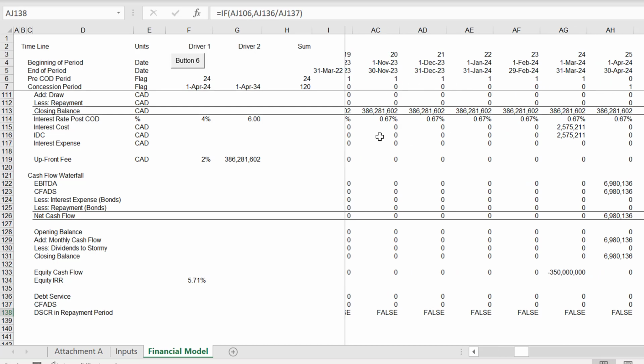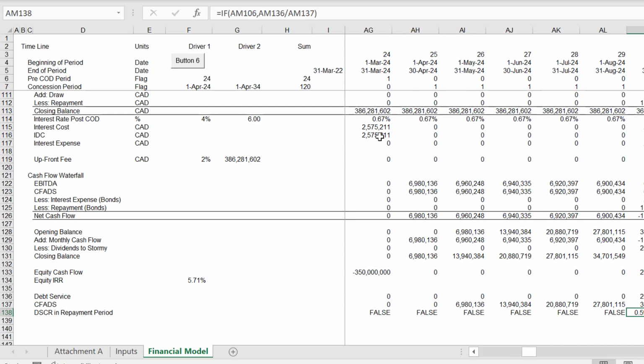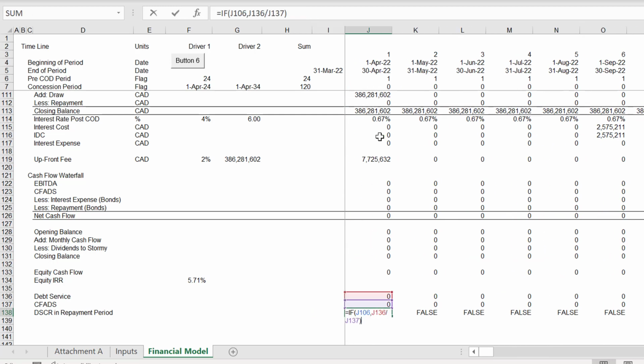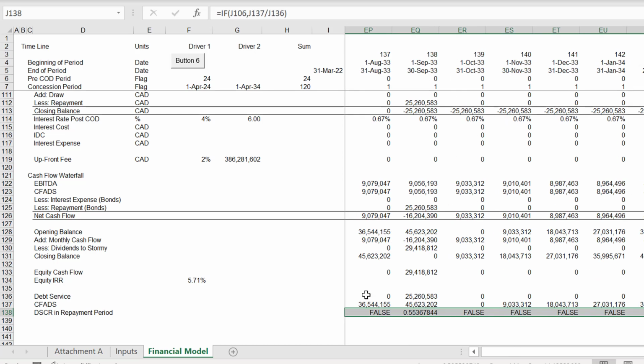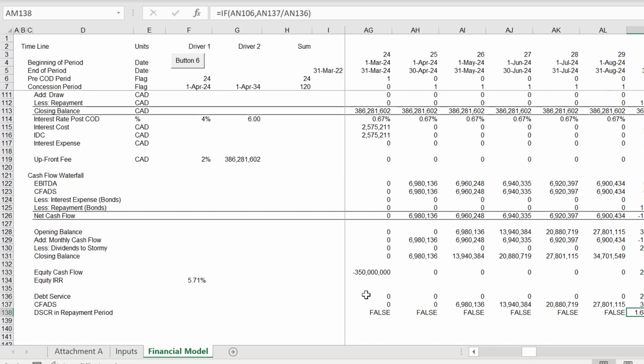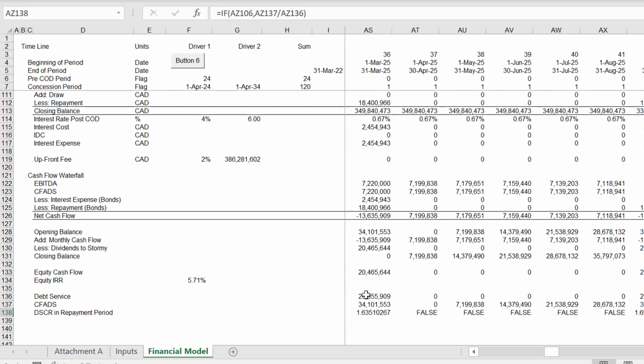Okay, so then we, oh, there we go. And of course I did it backwards. Oh, shoot. Okay, I thought I was doing CFADS divided by debt service. And I haven't been drinking. I should be. Okay. There's our DSCR. It's not bad, is it?